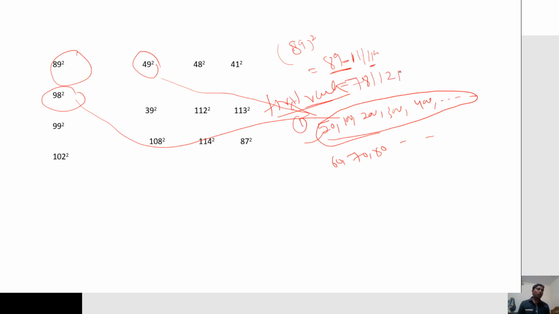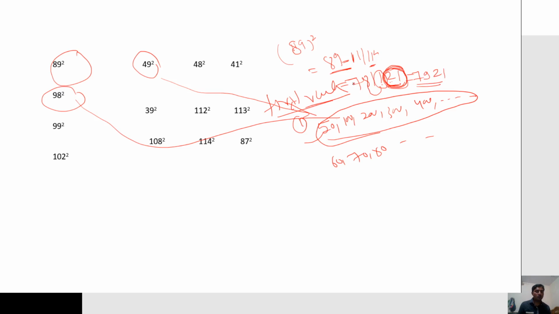We always take the right-hand double digit. Double digit means, in 121, the last two digits. We always take the double digit on the right hand, so we take 21. The 1 is extra, and this gets added to 78, giving 79 and 21. The answer is 89 square equals 7921.